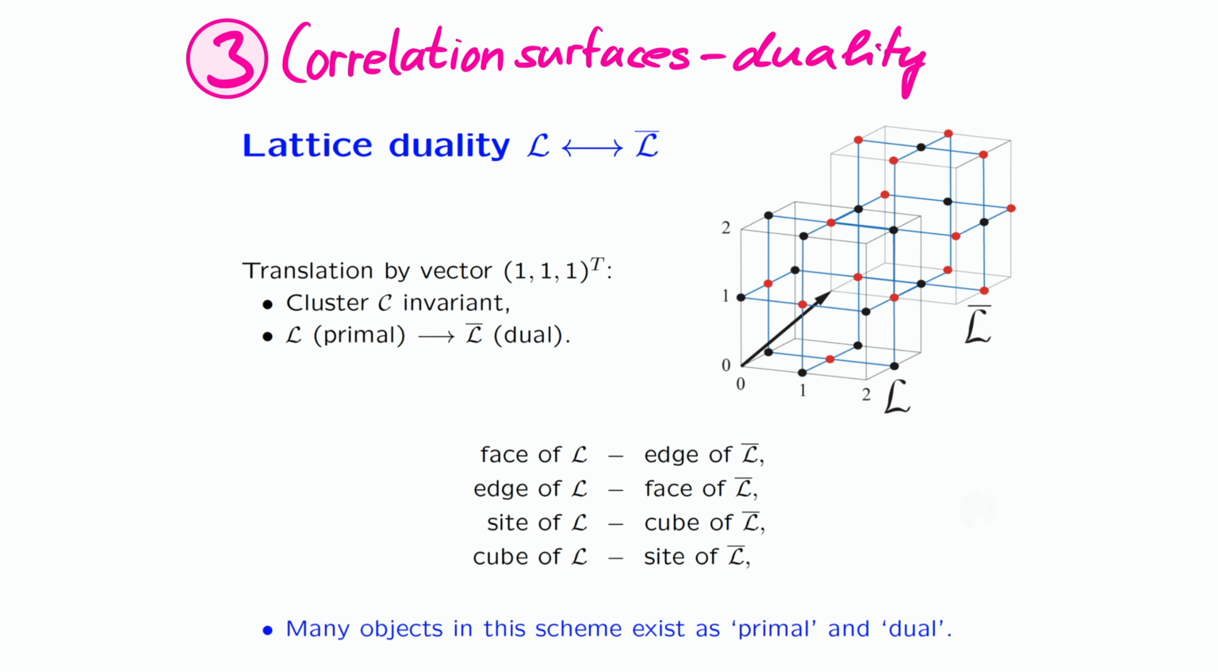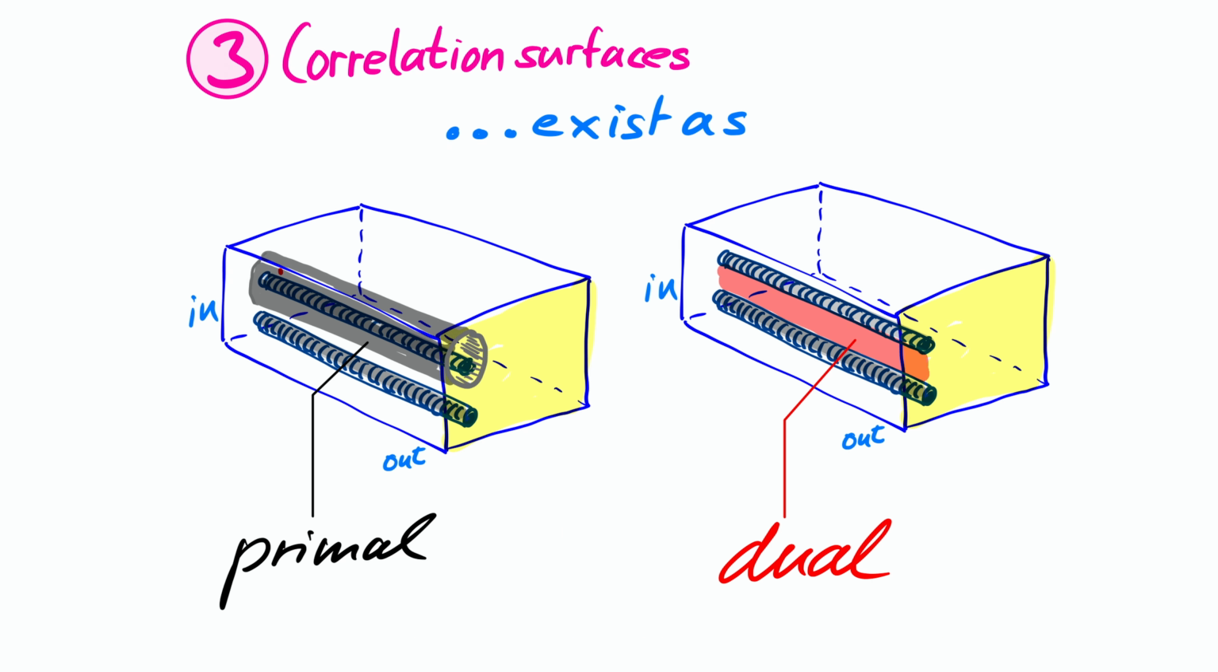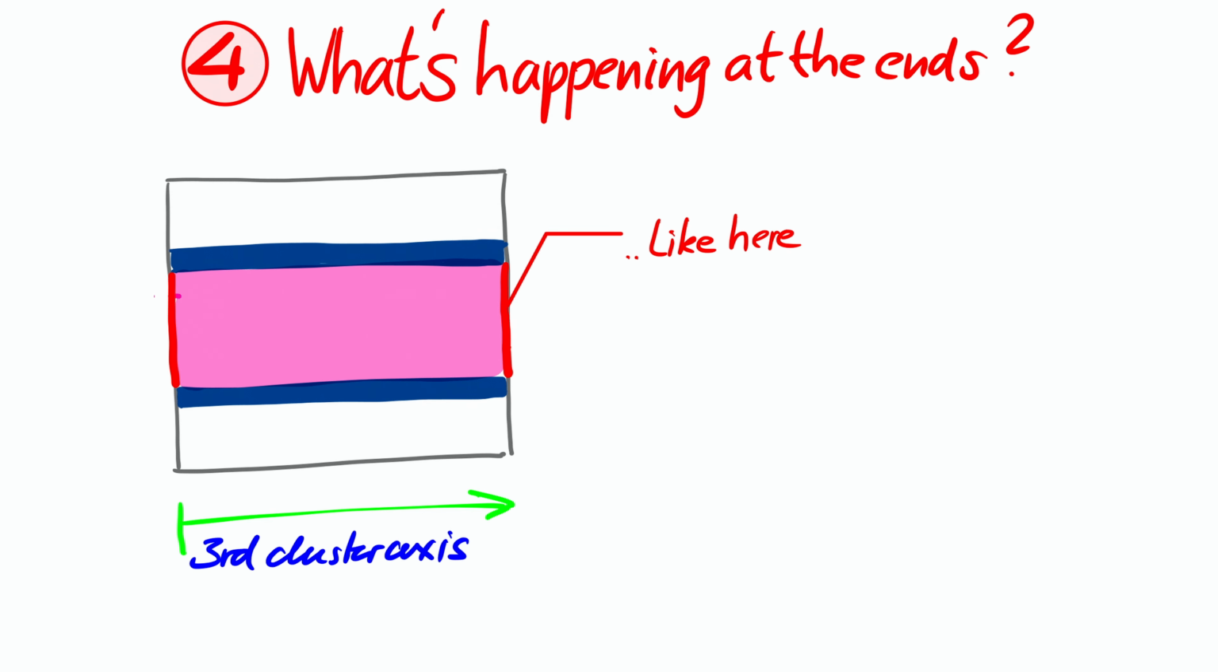We find that there are two equivalent but distinct lattices that apply here, primal and dual. Remember this point. It will become important later on. As a consequence, correlation surfaces exist as primal and dual. Final question. What's happening at the ends?